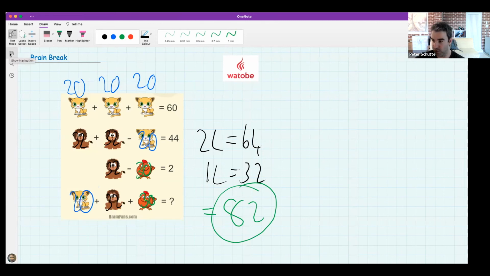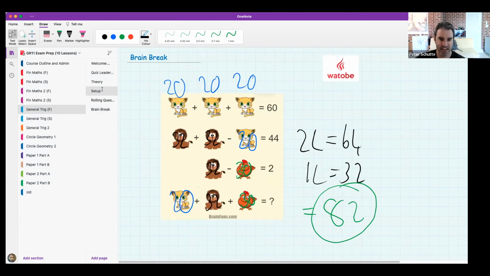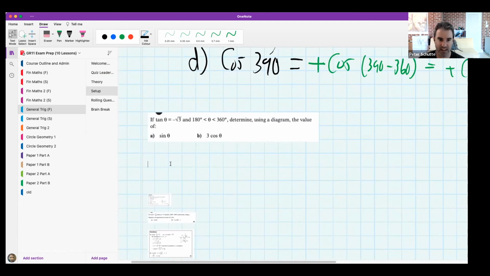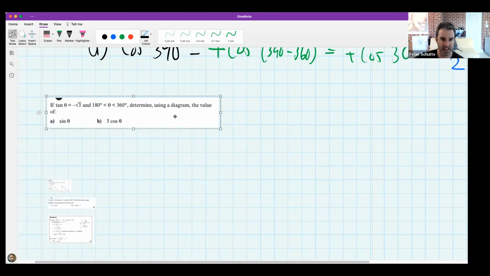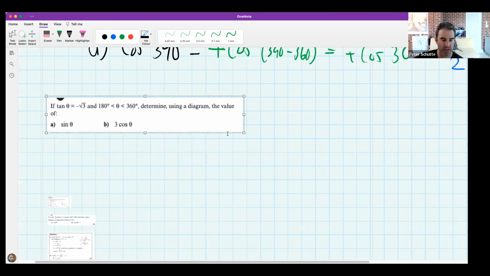Okay, now I know you guys are craving some more trigs, so let's get back to that. And let's talk about a question like this, which is slightly harder, but basic idea. This is sort of an exam type question. It says here that if the tan of theta is minus √3 and theta is between 180 and 360, determine using a diagram the value of the sine of theta.